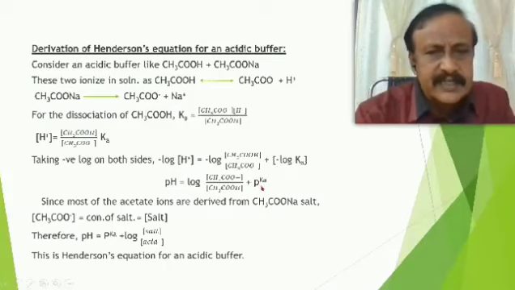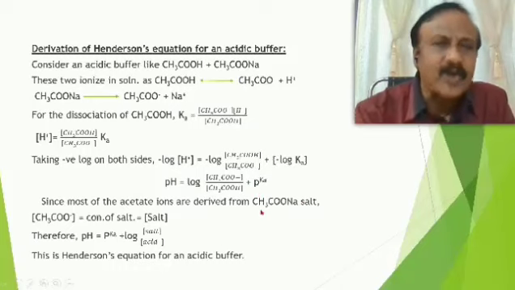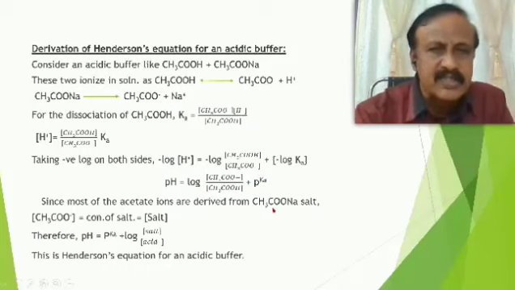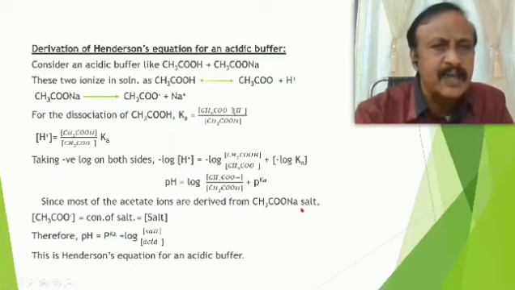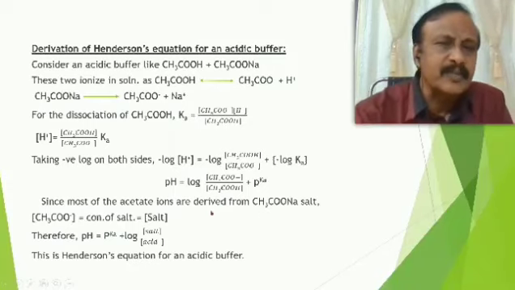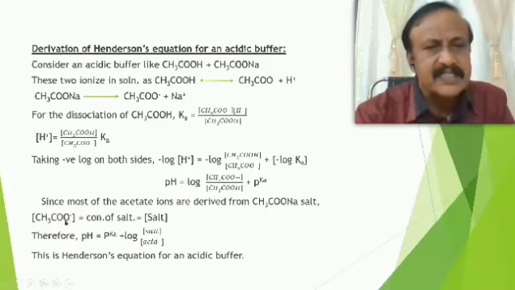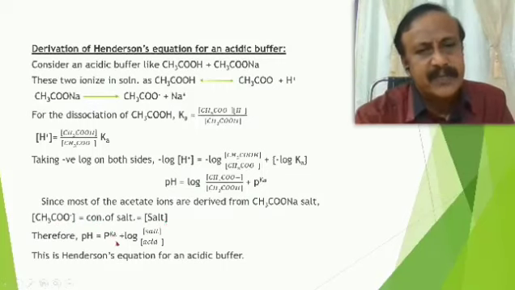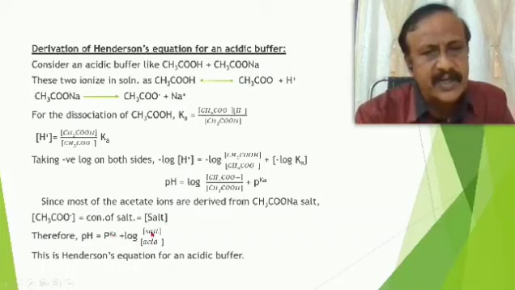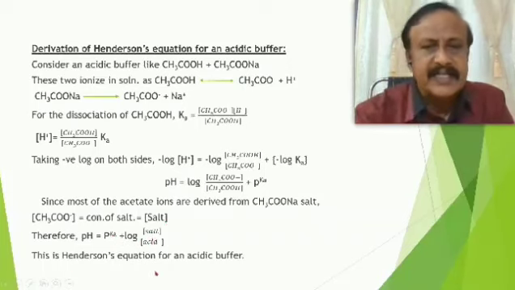Since most of the acetate ions are derived from sodium acetate salt, because here sodium acetate is a strong electrolyte, acetic acid produces few acetate ions. The number of acetate ions released by acetic acid molecules is negligible compared to the number of acetate ions produced by the salt sodium acetate. Therefore, the concentration of acetate is taken as equal to the concentration of the salt. So pH equals pKa plus log of concentration of the salt divided by concentration of the acid. This is the Henderson equation for an acidic buffer.